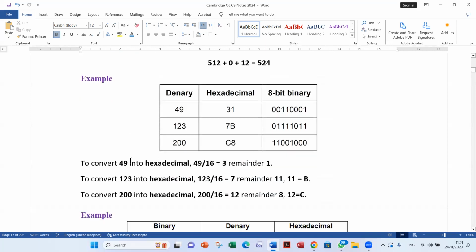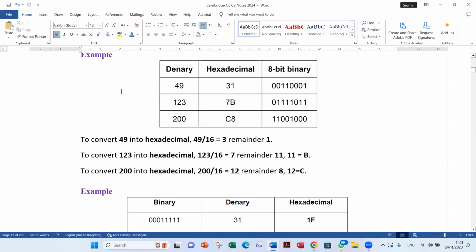Another example. Here you are starting with 49 denary. So from denary to hexa, you need to divide by 16 and find the remainder. 49 divided by 16, I can just say it's going to be 3 remainder 1. It will be very easy if you memorize the multiplication table of 16. So 16, 32, and then 48, and so on, because calculators are not allowed.